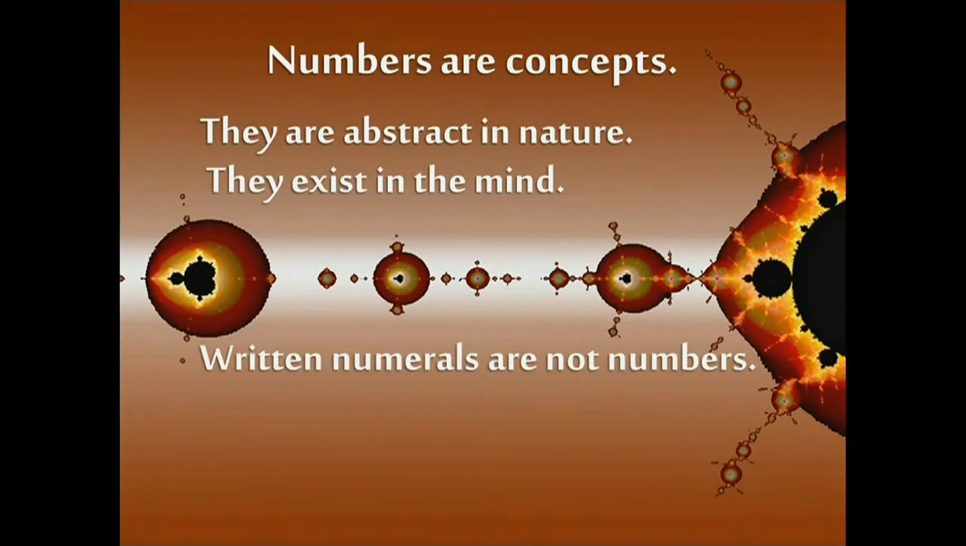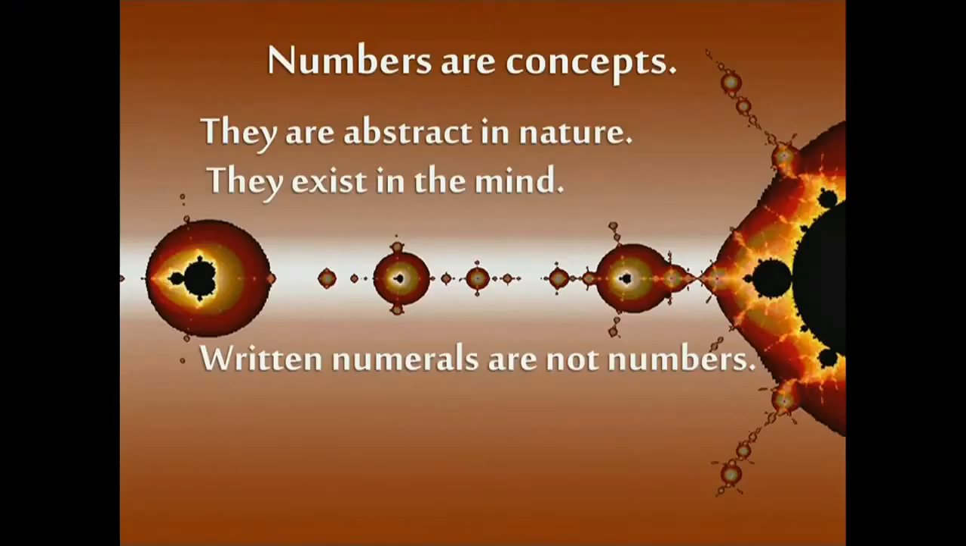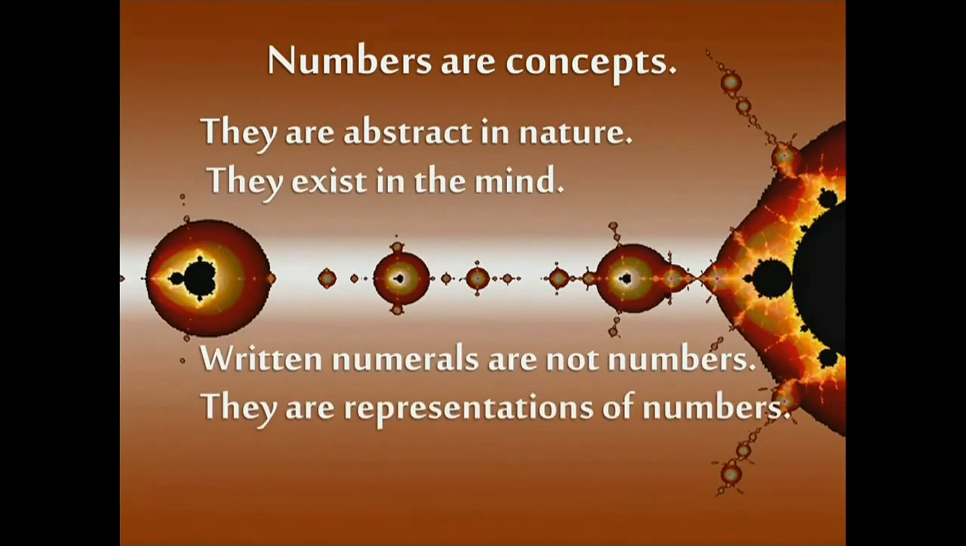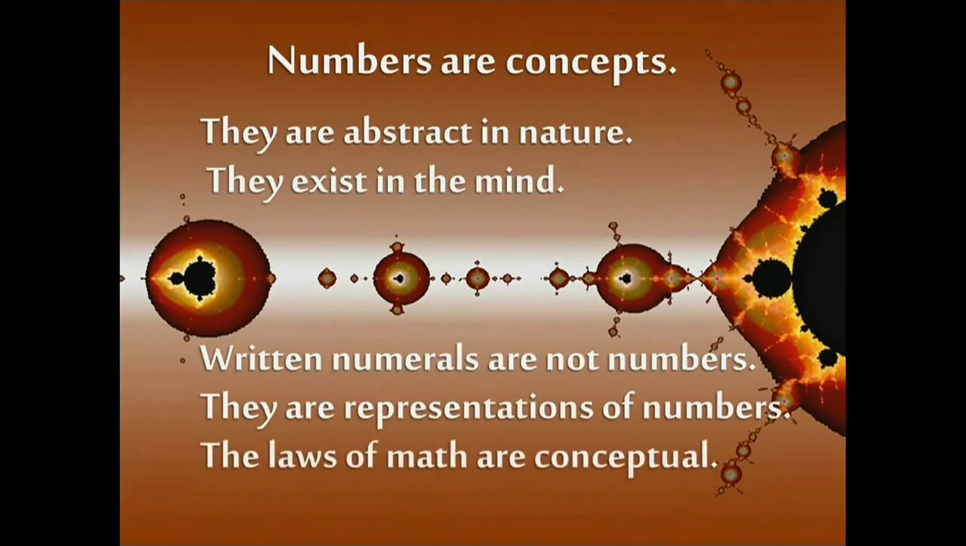Now, people say, well, I can write down a number. Here's the number 3. Well, that's not really the number 3. That's a representation of the number 3. Because if you write down the number 3 and then I destroy that, the number 3 doesn't cease to exist, does it? No. It's just an instance of a number, a representation of it. So written numerals are not numbers, they're representations of numbers.